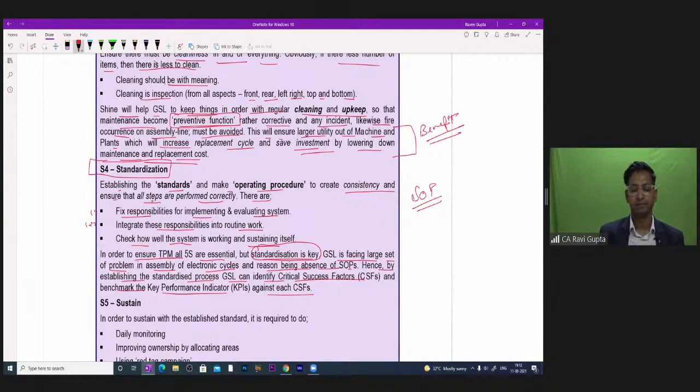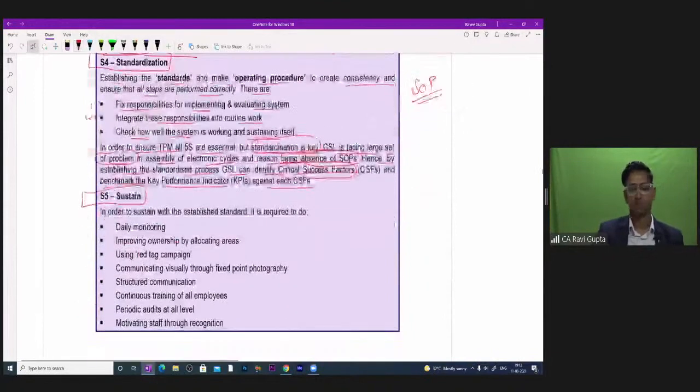And because GSL is facing a large set of problems, why is it facing a large set of problems in assembling? Because they don't have any kind of SOPs. Hence, if they establish the standardized process, GSL can identify the critical factors. They can definitely identify what the CSFs are and benchmark their KPIs against each CSF. Then 5S is sustained.